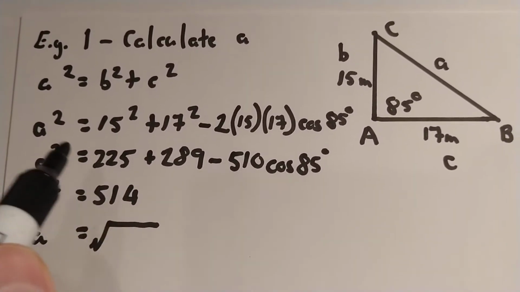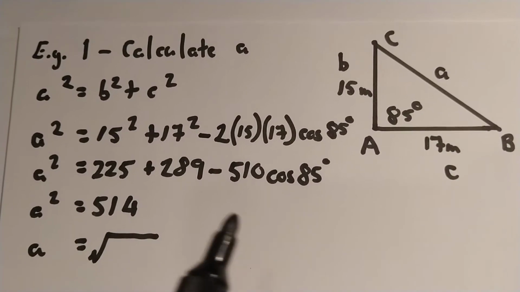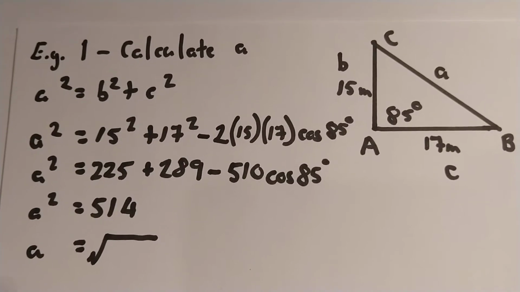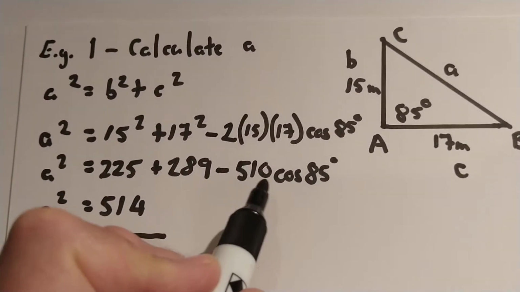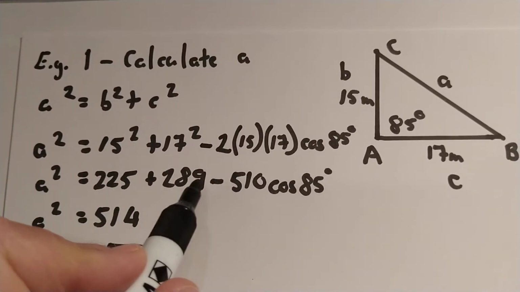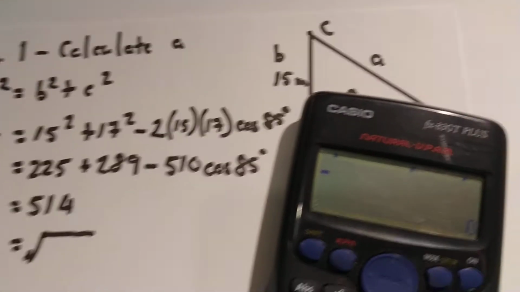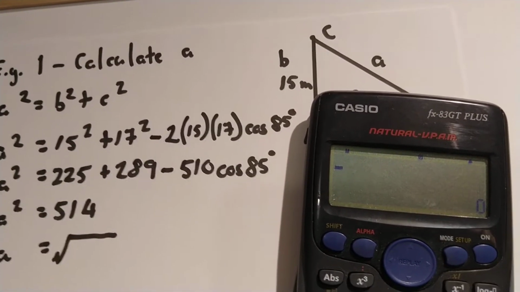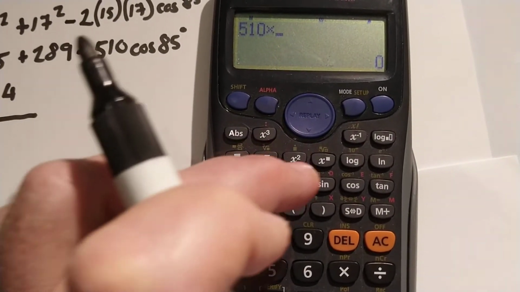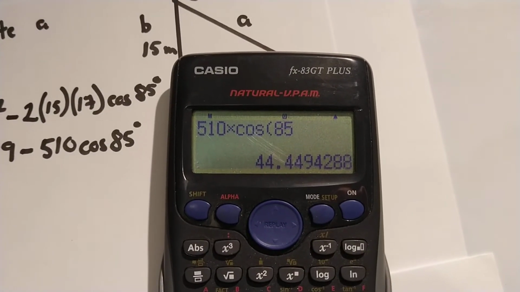At this point, frequently people will say 225 plus 289, take away 510, get my answer, and multiply by cos 85. No, no, no. That's the most common mistake on this kind of question. Because you know full well that multiplying is far more powerful than add and subtract. So yes, we'll put our 225 and 289 together, but then with our trusty calculator, we will say, okay, 510 times cos 85, just simply type it in, times cosine 85 equals, and there's my answer.